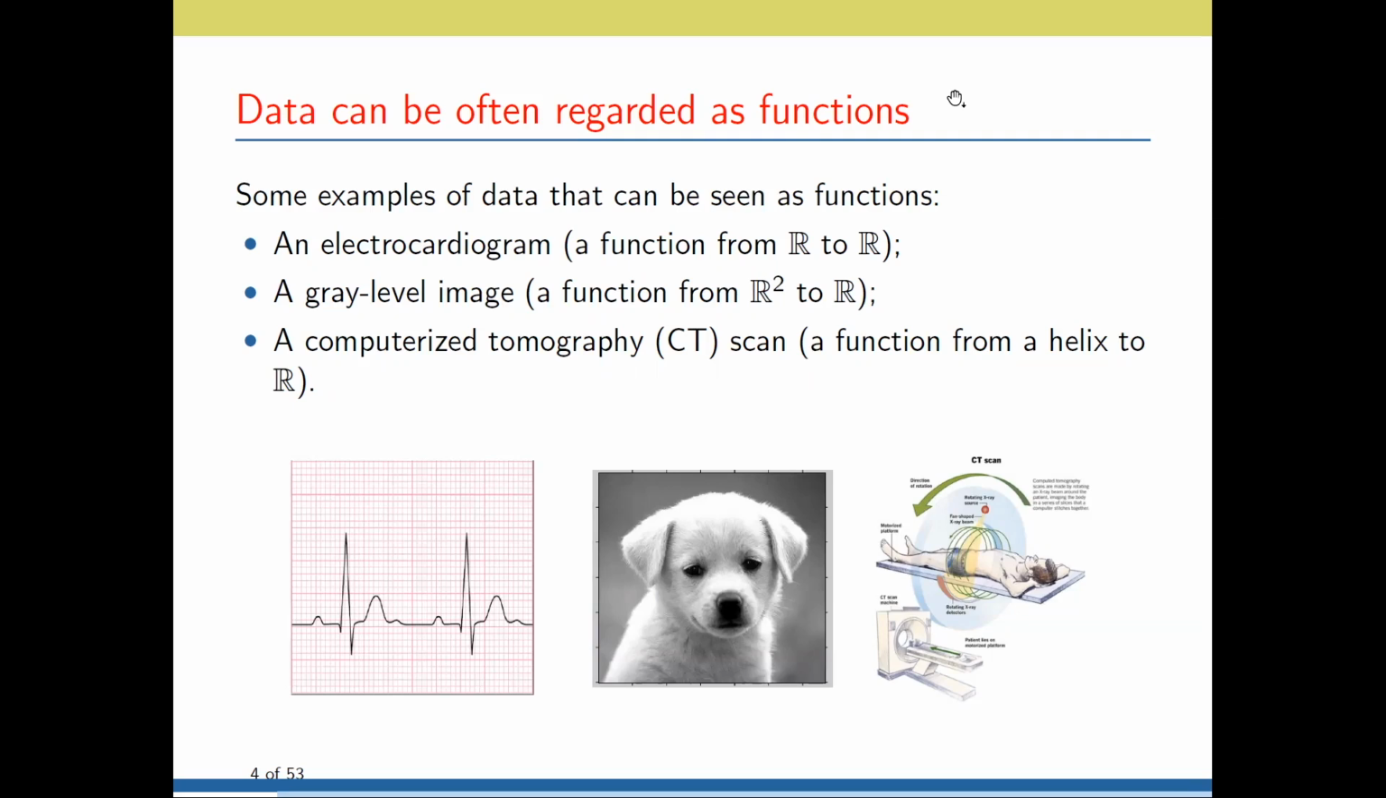For example, when we consider an electrocardiogram, this can be seen as a function from the real numbers to the real numbers. A gray level image can be seen as a function from the real plane to the real numbers. And the computerized tomography scan can be seen as a function from a helix going around a body to the real numbers. Maybe you can think, okay, but there are plenty of things that are not functions.